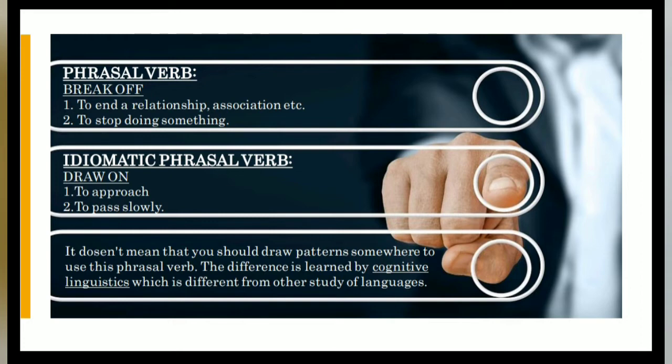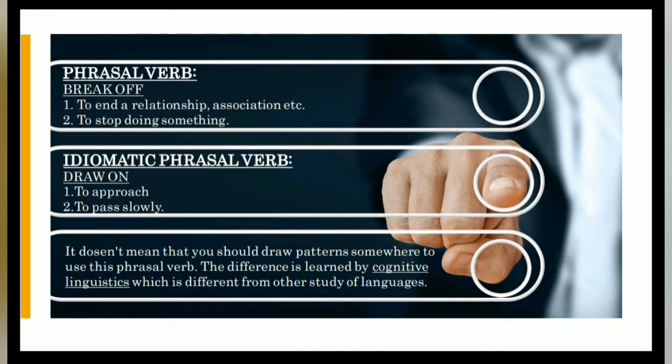The one meaning is to end a relationship, association, etc. And the other meaning is to stop doing something. But this is one word having two different meanings. Similarly, when we talk about the idiomatic phrasal verb draw on, the first meaning is to approach, the second meaning is to pass slowly.